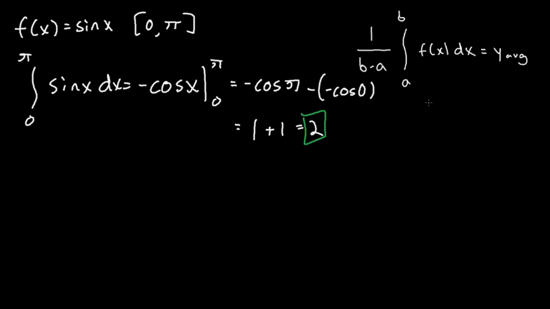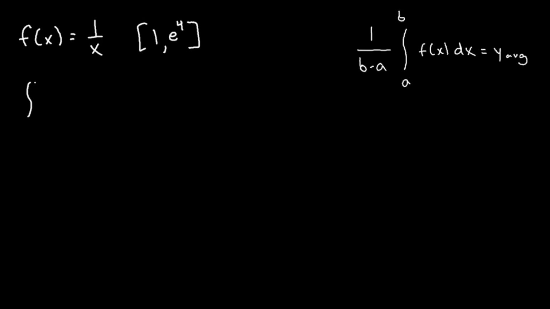So the area, or the net area at least, between the curve and the x-axis is 2. Keep in mind, average y value can be negative as well, so that's why I'm saying net area. But let's go ahead and solve for the width of the interval. The width is simply b minus a, which is upper bound minus lower bound, pi minus 0, which is just pi. So 2 over pi is equal to our average y value.